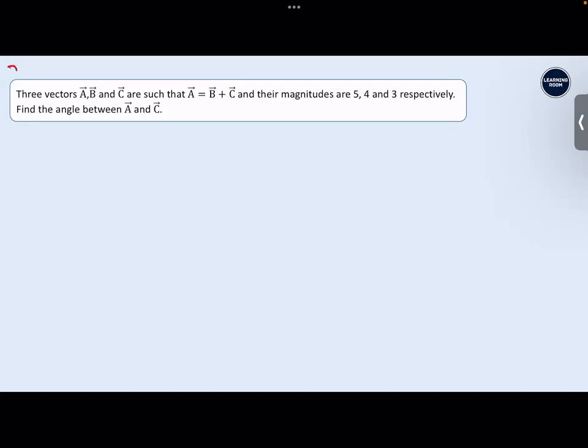So there are three vectors, A vector, B vector, and C vector, such that A vector is equal to B vector plus C vector, and magnitudes of them are given. This problem I will do, but concentrate.